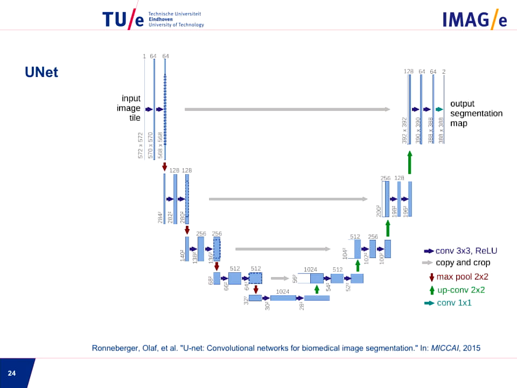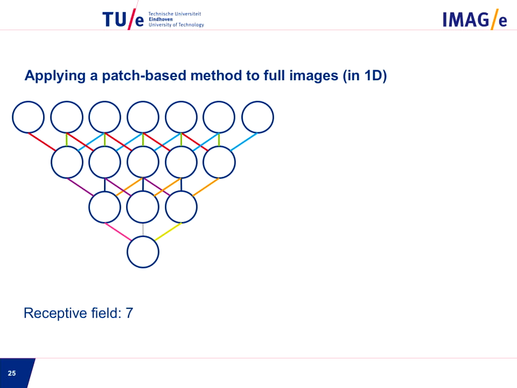So these networks are image in, full segmentation out. We can actually do the same when we train the methods in a patch-based method. If we have a simple network consisting only of a few convolution layers, we can. So this is a network with 3 layers that has a receptive field of 7 in this case.